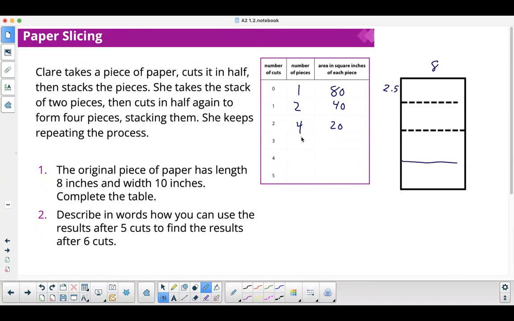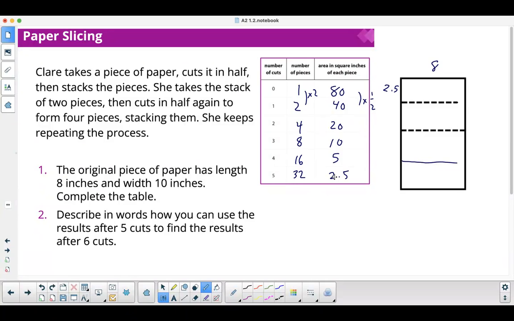So I think I could kind of go ahead and finish out my table here. And then the area is getting cut in half. So this is going to go 10, 5, 2.5. So this whole column here is times 1/2. And this whole column is times 2 all the way through.